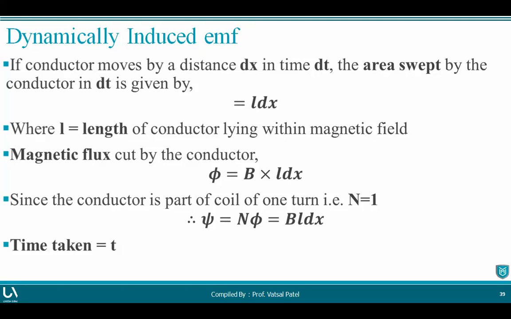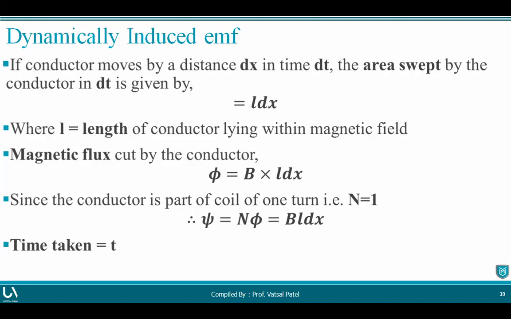Now, after getting the flux phi, we will identify the flux linkages. Since we have only one conductor right now, we use N equal to 1, and the flux linkage psi is equal to N into phi. So N is equal to 1 and phi is equal to B L dx, right? And we identify it with respect to time, where the total time is equal to t.